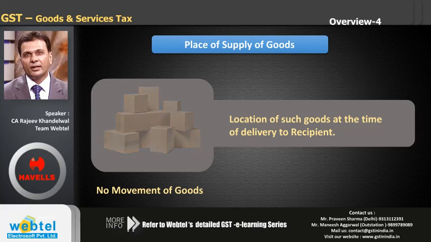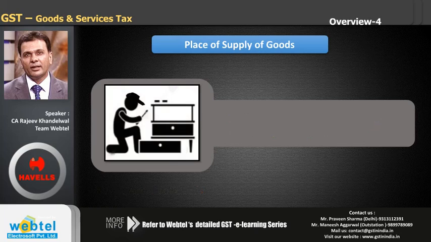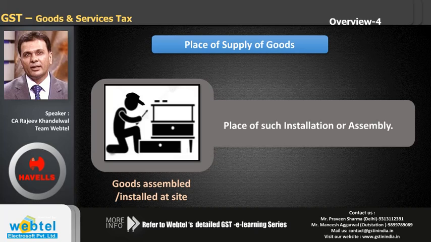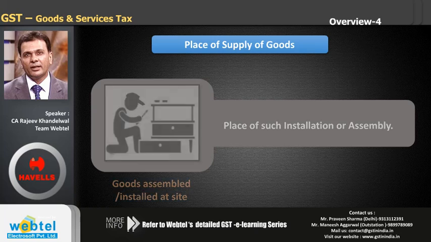Now what about the case where goods are assembled or installed at the site? In many cases, you are aware that in the factory, etc., some knockdown kits are there, semi-knockdown kits are there, and machinery parts are there, and at the site, at the factory premises, these parts are installed. So what will be the place of supply in these cases? The place of supply in these cases will be the place of such installation or assembly. Very simple, I think, and logical also.